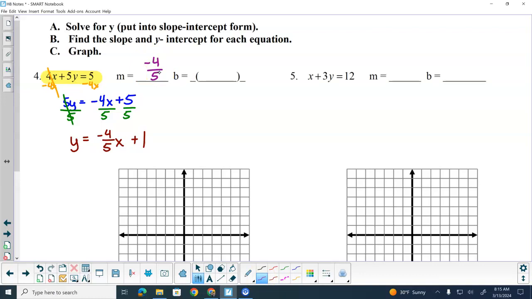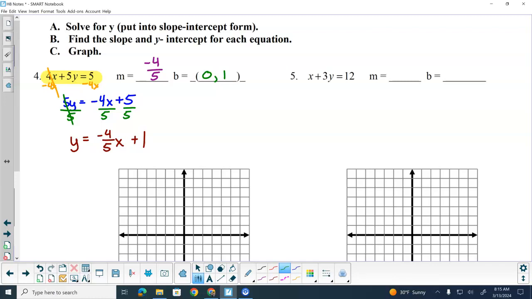Chloe, what's my y-intercept? 0, 1? Yep, 0, 1 is my y-intercept. I can't get that from this highlighted one. I can't go directly to it from my original problem. But if I manipulate my problem to get it into y equals mx plus b form, shabam, there it is. And I can get all that stuff. And then I can go to the graph.